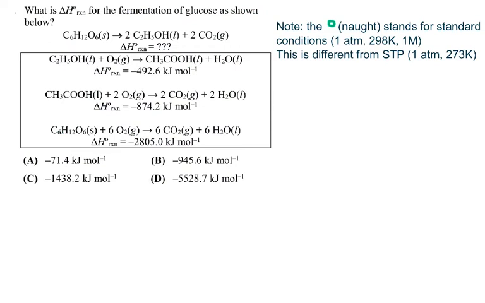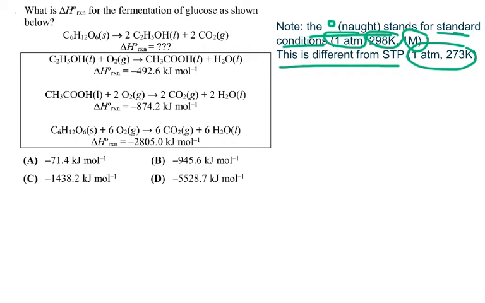And this one's from the Chemistry Olympiad, which means that it is going to be a bit challenging, but we can do this. So before we begin, note that the not symbol, it looks like a degree symbol, stands for standard conditions, which is 1 atm, 298 Kelvin, typically, and 1 molar. Now, you don't have to know what molarity is right now, so don't worry about 1 molar. Now, this is different from STP because STP is at 1 atm and 273 Kelvin, so they're different.